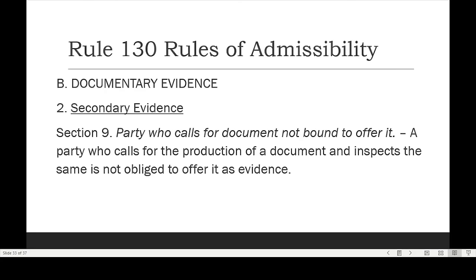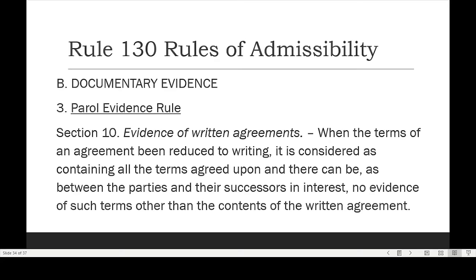So, section 9. A party who calls for the production of a document and inspects the same is not obliged to offer it as evidence. So that is for our secondary evidence under the documentary evidence. Now let us proceed to another rule which is important under the documentary evidence, which is the parole evidence rule. So it is provided under section 10. Let's see what this is all about.